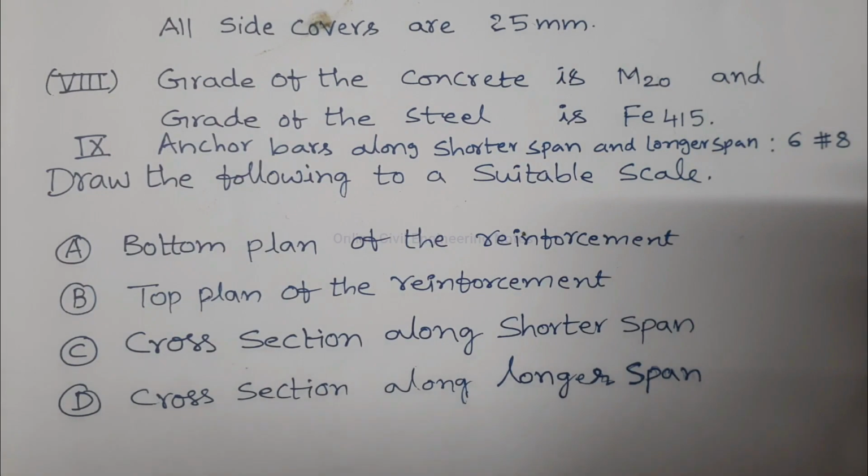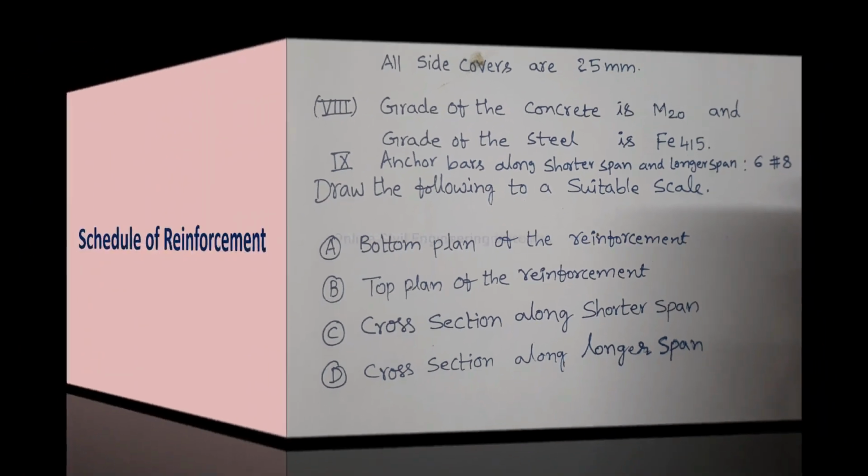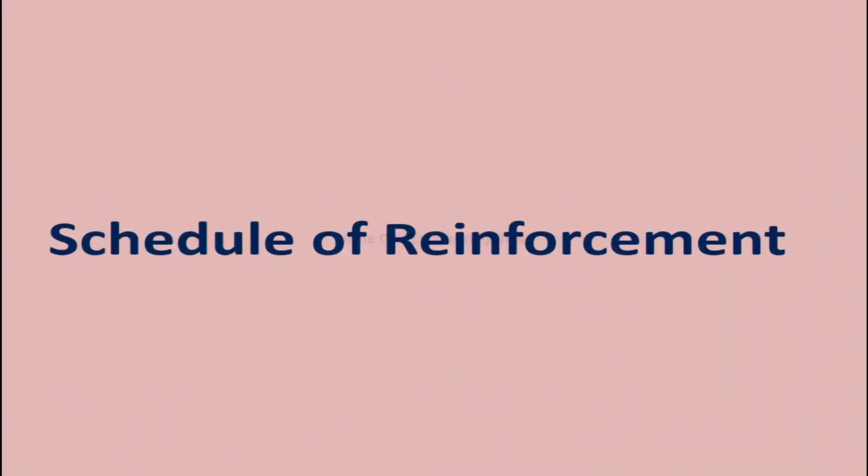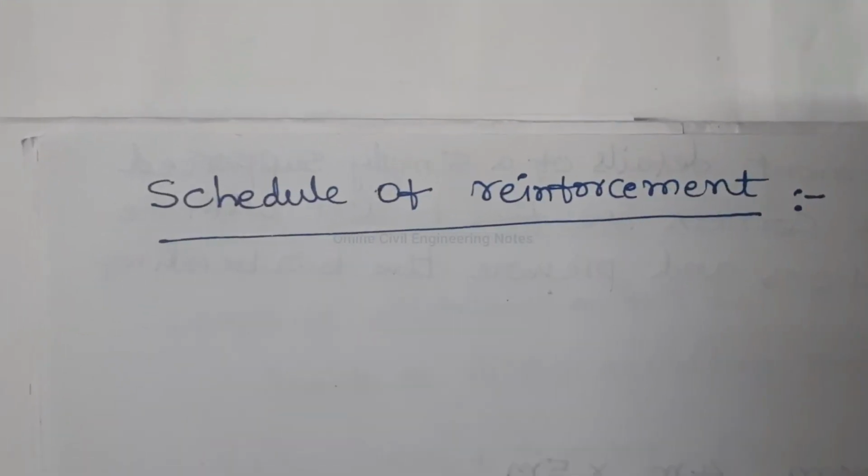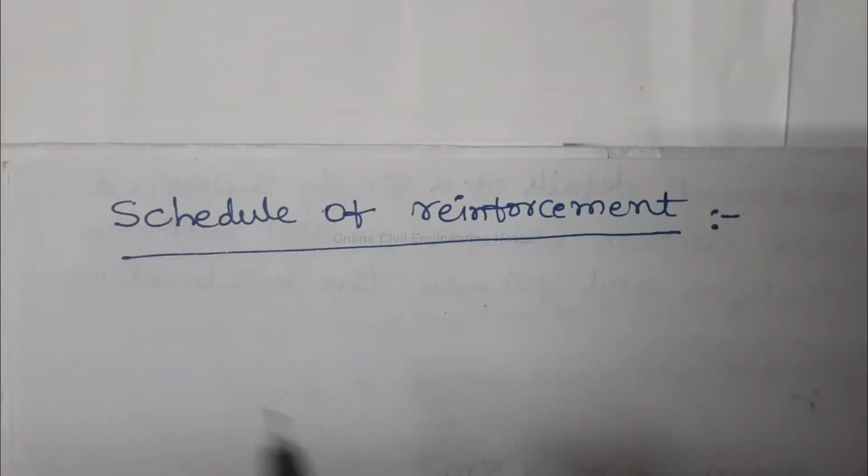Draw the following to a suitable scale. A. Bottom plan of the reinforcement. B. Top plan of the reinforcement. C. Cross section along the shorter span. D. Cross section along the longer span. First, prepare the schedule of reinforcement by calculating the length of main straight bar, main cranked bar and straight hanger bar along the different spans.